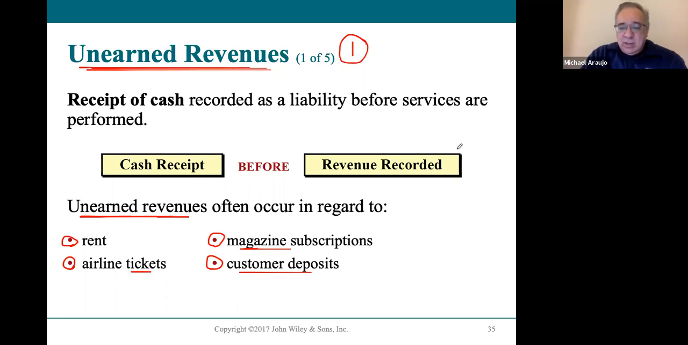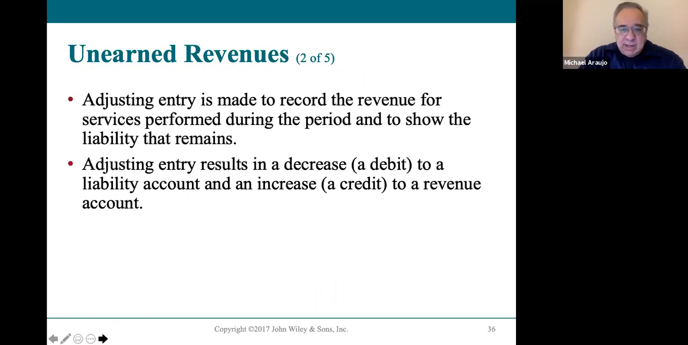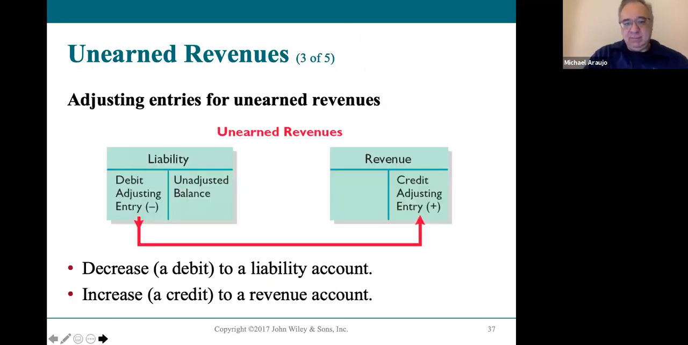So the question is, when do they earn it? Well, when they deliver, right? When that plane takes off, they've earned it. It should not be a liability when the plane takes off. When they've delivered enough magazines, they've earned it. When the cruise has left, or when the concert or ball game has happened, they've earned that portion of the money. Well, what's it doing sitting on your books as a liability? Well, you're going to move it.